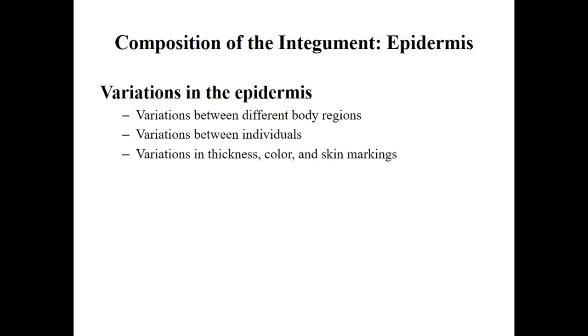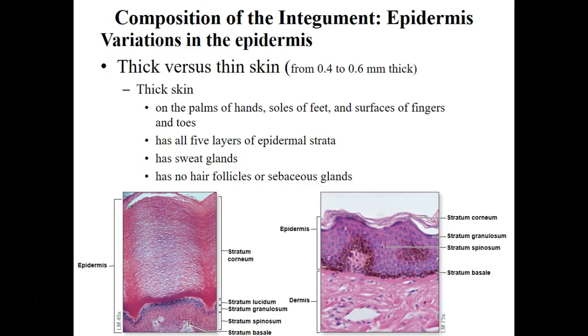There are some variations to the epidermis, so they can vary between individuals and between regions of the body. The main variations are going to be the thickness of the skin, colorings of the skin, and markings on the skin. So thick and thin skin. Thick skin is found on our hands, on our feet, so palms, soles, as well as on the fingers and toes. They're going to have all thick skin.